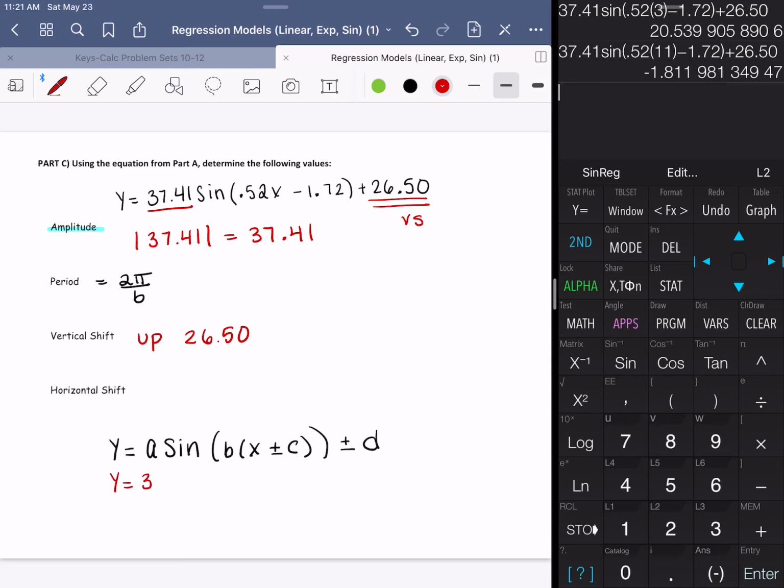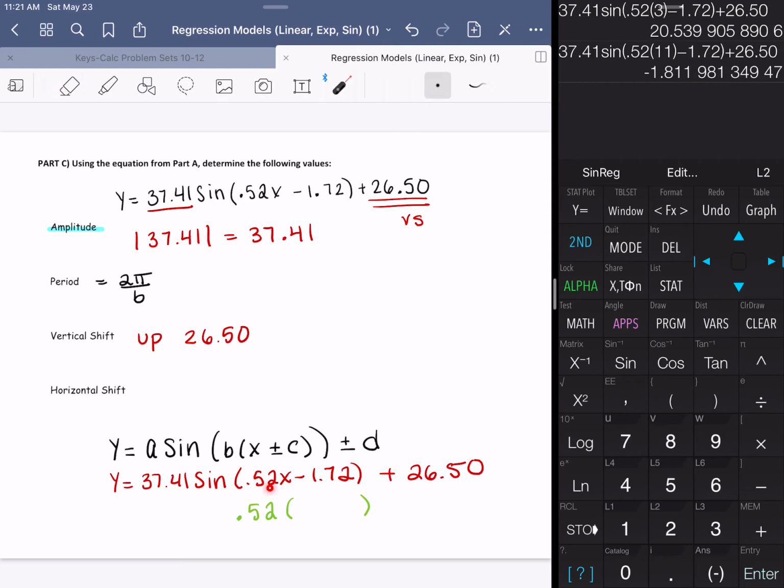y equals 37.41 sine, and then I'm going to put the plus 26.50. 0.52x minus 1.72. What we're going to do is take out this 0.52, kind of like a GCF, and divide each piece by 0.52. 0.52x divided by 0.52 is just x. And then we're going to divide this 1.72 by this 0.52. I'll do that in the calculator over here.